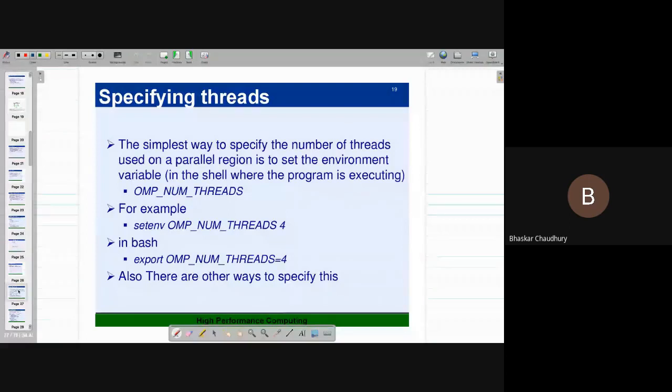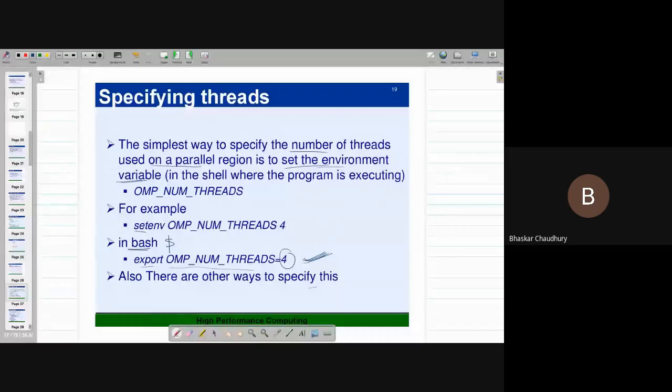Okay, now the next point is, how do you specify threads? The simplest way to specify the number of threads used in a parallel region is to set the environment variable. By environment variable, I mean in the bash. Suppose you are using a Linux environment, in the bash you can simply write export OMP_NUM_THREADS=4. After you have given this statement, whatever you execute will use 4 threads. This is a good way to do it.